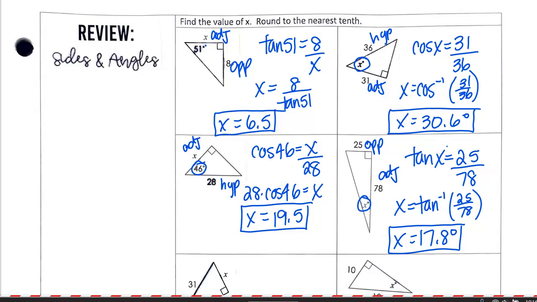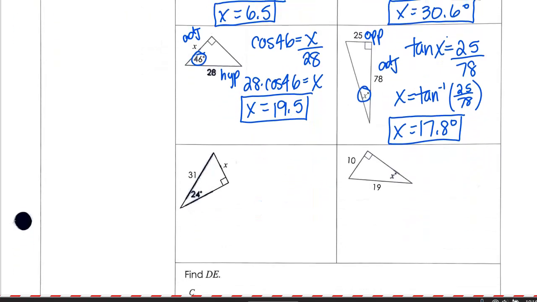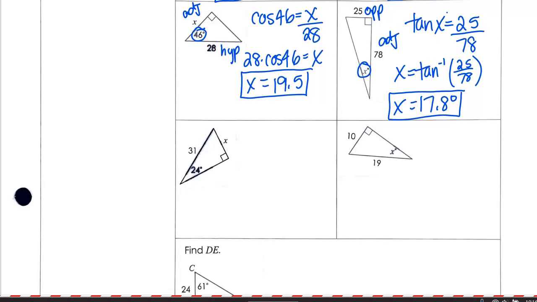Okay, I'm going to have you do these last two on your own. I'm going to give you the answers here. So this one you should get x equals 12.6, and this one you should get x equals 31.8 degrees. So try those on your own, and let me know if you have any issues or problems with it. But try them on your own and check your answers. See if you get it.